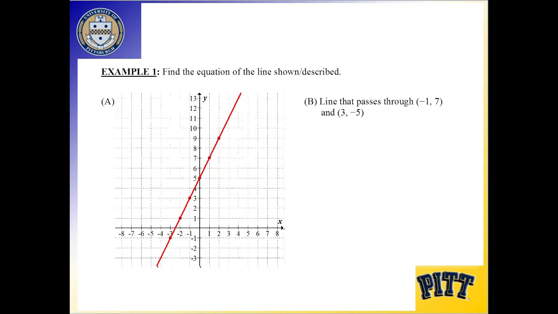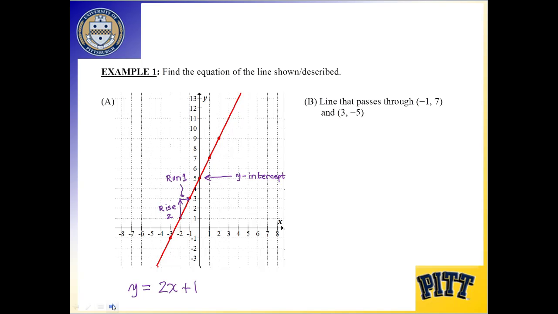Just kind of look over a few things that you should be somewhat familiar with. Here it says find the equation of the line shown or described. So in A, it's being shown to you. Now, there's a couple ways to handle it, but when I look at this graph, I clearly have a y-intercept.